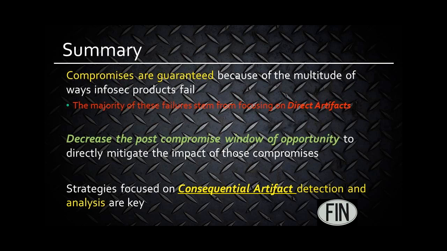The majority of these failures, from a technical perspective, stem from the focus on direct artifacts. To deal with that, we need to decrease the post-compromise window of opportunity. And we do that, and I think at the same time solve a lot of problems and failures in the industry, by refocusing on consequential artifacts, which is a slightly more difficult problem to look at, but still very doable.